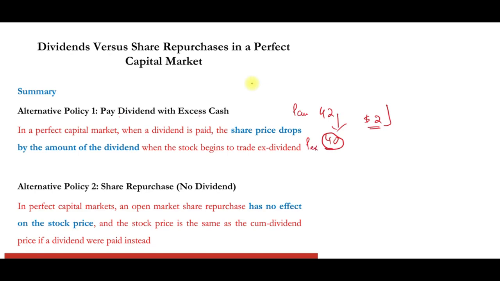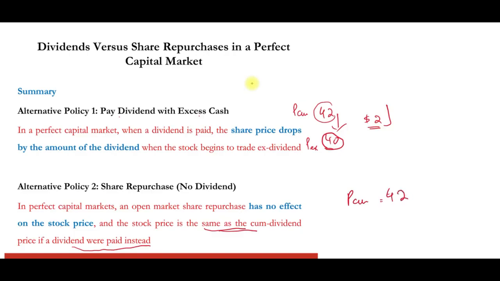Okay, alternative policy 2: the company does not pay dividend, the company instead buys shares, so that it has no effect on the stock price, and the stock price is the same as the cum-dividend price, as if dividends were paid instead. So as you can see, this is equal to 42. It is not changing, so it is the same as if the company had paid dividend, right? What does this mean? Same as the cum-dividend price if a dividend were paid instead. When we pay a dividend of $2, the 40 plus 2 was equal to 42, right? So this price, P cum, was equal to 42.